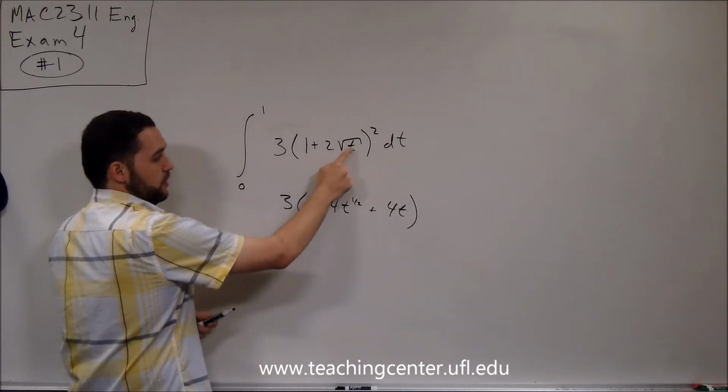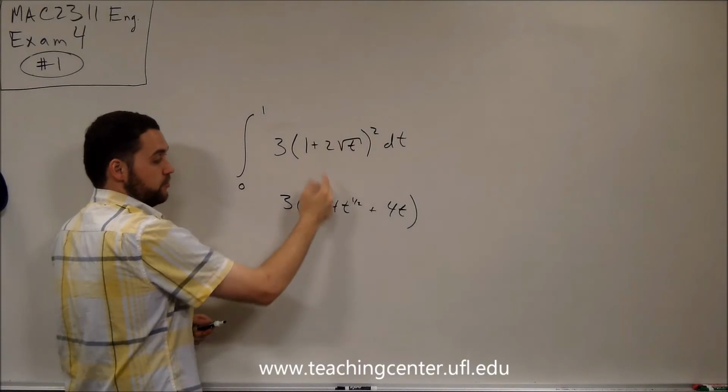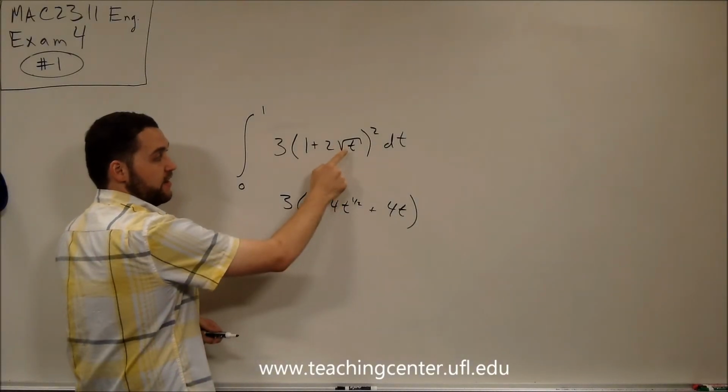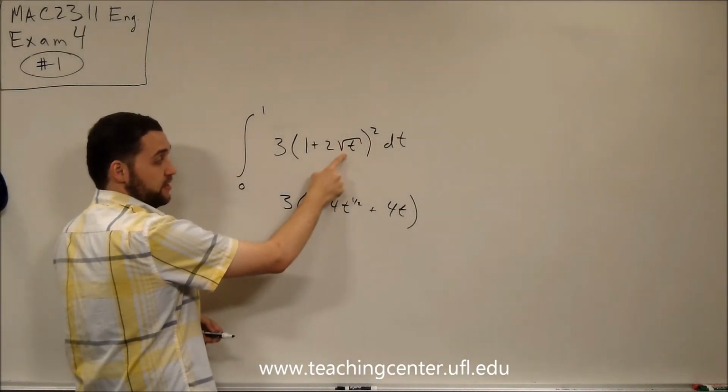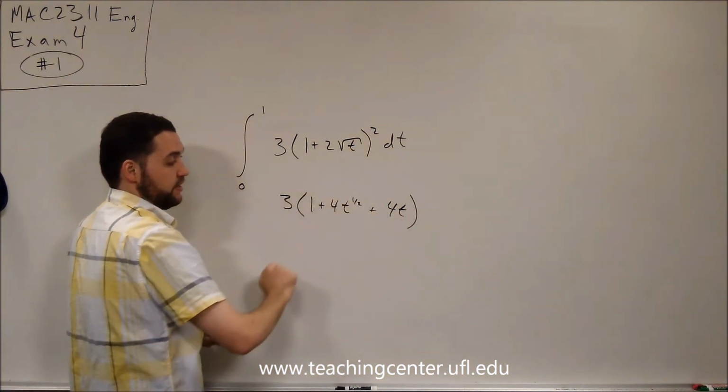Because 2 times t to the 1/2 power, times 1 gives you 2 of those, and then 1 times this gives you another 2. So that's how you get 4 of these. And finally, when you do the last, this times this, 2 times 2 is 4, and then t to the 1/2 times t to the 1/2 just gives you a t.